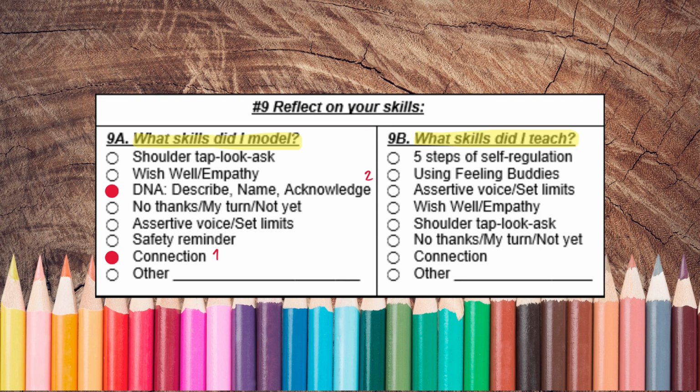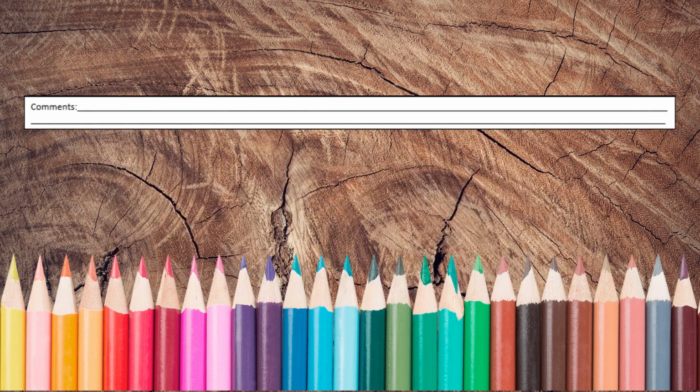In 9B, What Skills Did I Teach?, the teacher records what skills they were able to directly teach in the moment to help the child avoid an oops next time. If recording more than one oops on the form, you know what to do. The comment box was added to allow the teacher to explain things that happen that do not fit into any category, or to elaborate on any box previously mentioned.